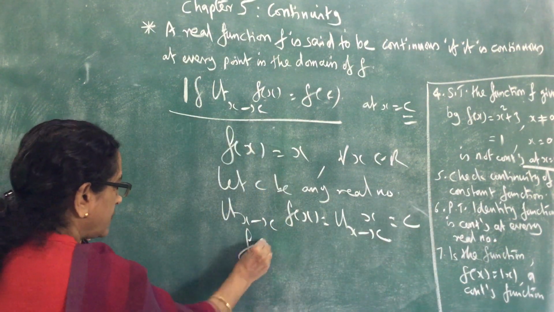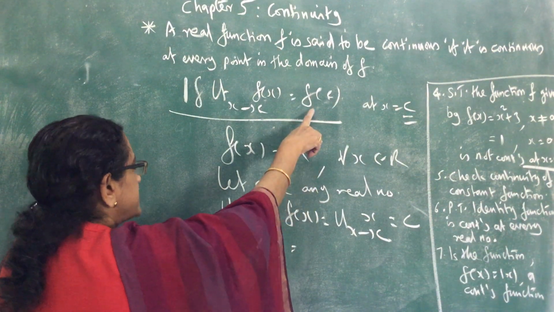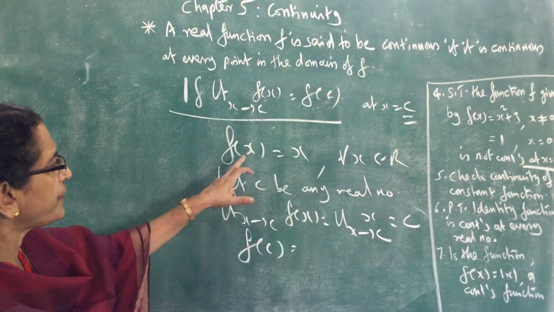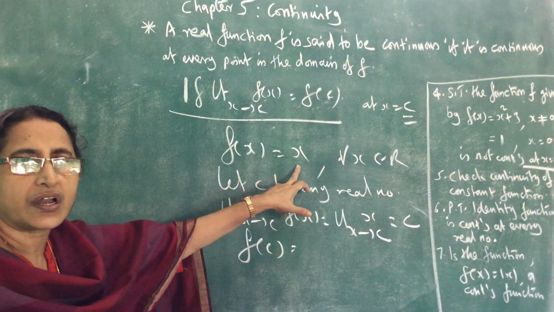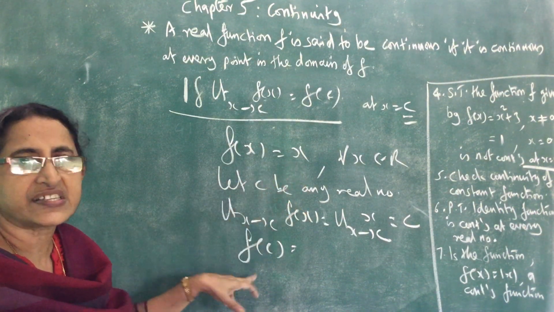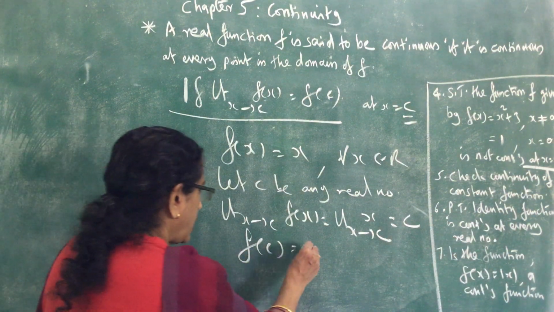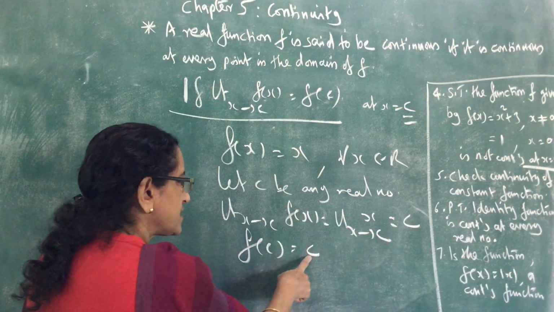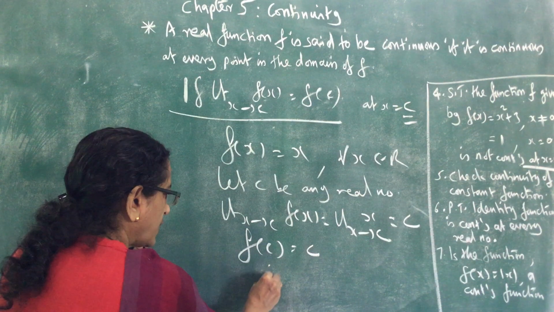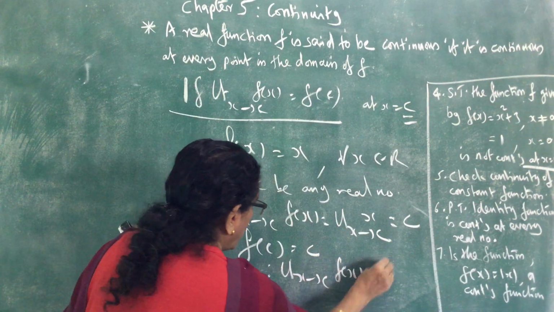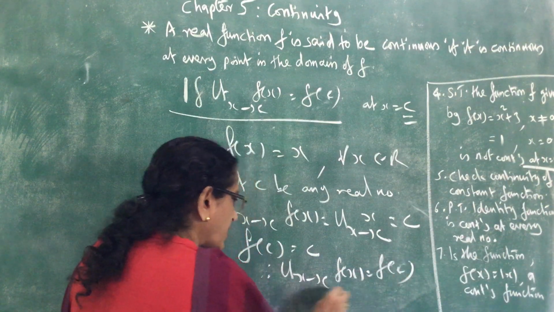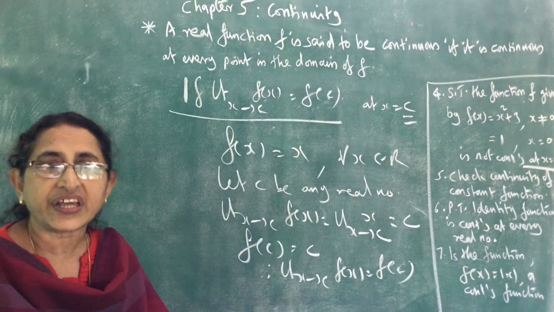Now find f of c on the right side. What is f of c? f of x equal to x. So f of 1 equals 1, f of 2 equals 2. So what is f of c? c. So we got LHS and RHS both equal to c. Therefore limit x tends to c of f of x equals f of c. Therefore the function is continuous at every real number.